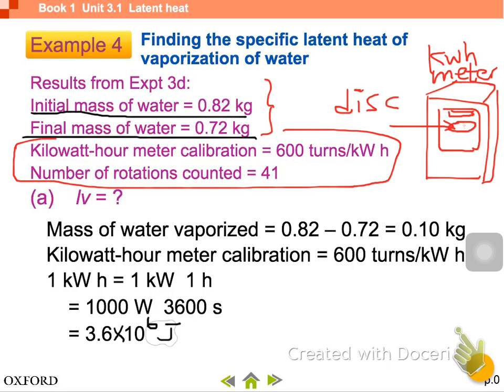We need to note the working principle of the kilovolt hour meter as well. For the kilovolt hour meter, I try to draw it like this, a very ugly drawing. In the middle, you can see it has a disc. Once the energy is supplied, the disc is rotating. For 600 turns of the disc, it represents the energy given out by the heater, which should be equal to 1 kilovolt hour.